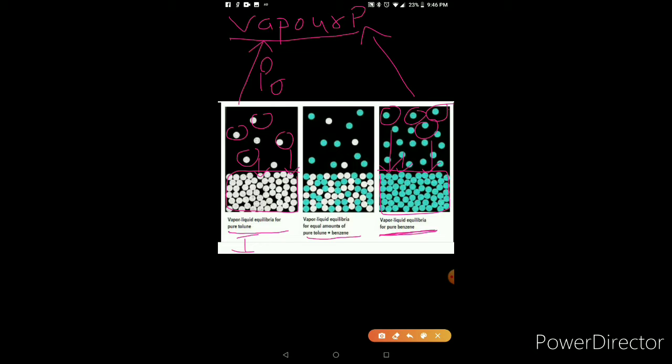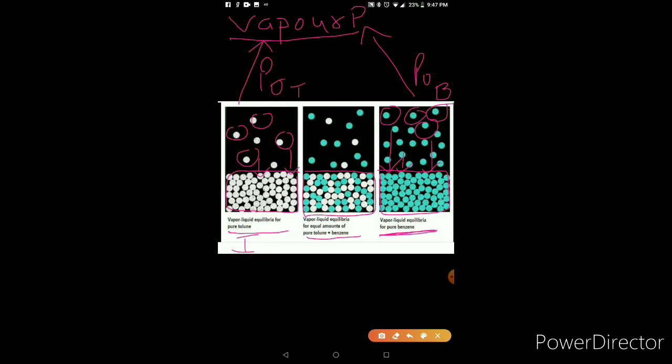But since there is only one component, we say this is the vapor pressure of a pure component. In this case I can say P naught toluene, and here P naught benzene, or we can also call them A component or B component. So if toluene is A component, benzene is B component. And in the second image, I have taken the example of both toluene and benzene mixed together.